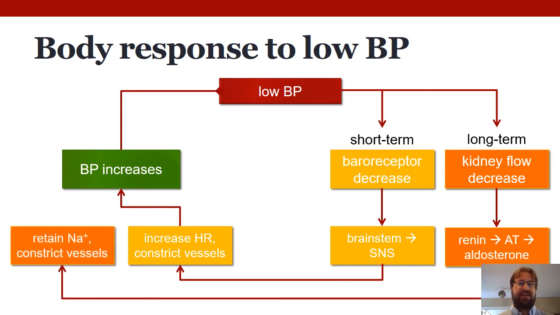Aldosterone signals back to the kidney, telling it to retain sodium, and at the same time, angiotensin 2 is having an effect on the blood vessels themselves, constricting them even further. So while we squeeze down on the vessels, we're also retaining sodium. If you recall from osmosis, water is going to follow sodium, so we're retaining water in the blood vessels as well, and more blood volume is going to equal more blood pressure. So together, these have the effect of increasing blood pressure further, and maybe we solve the low blood pressure problem there before we go into low volume shock.